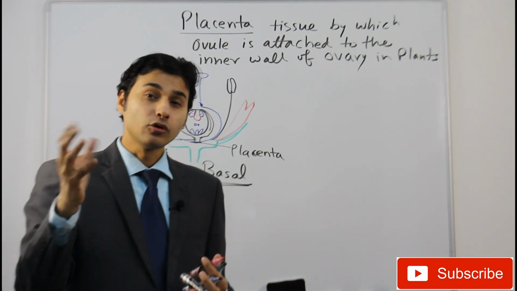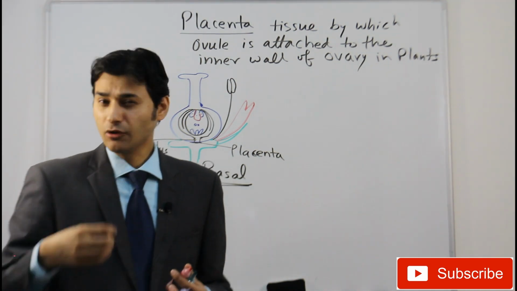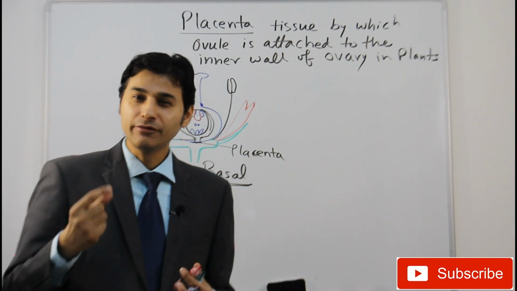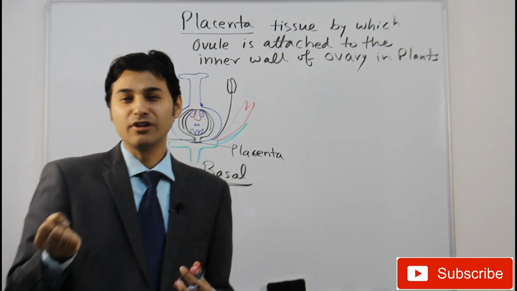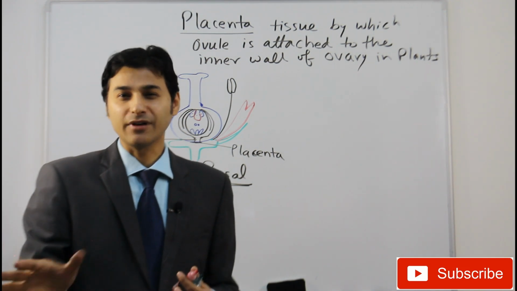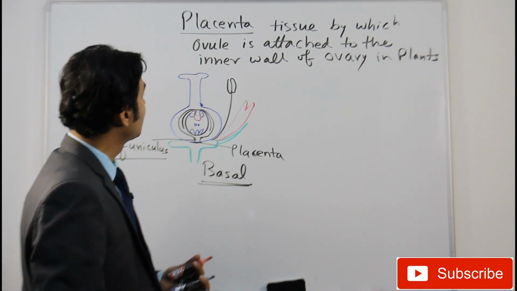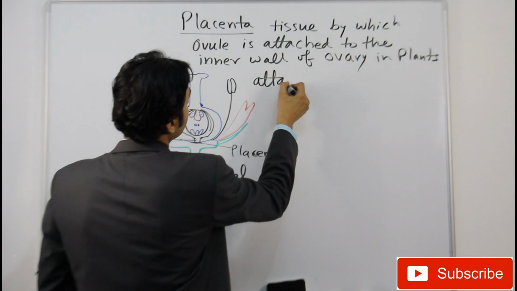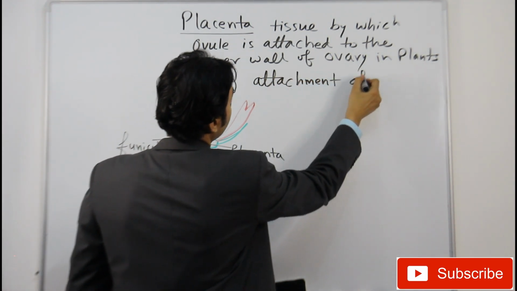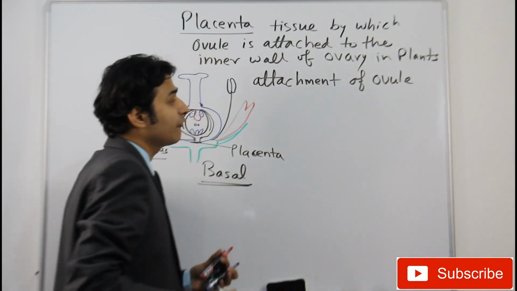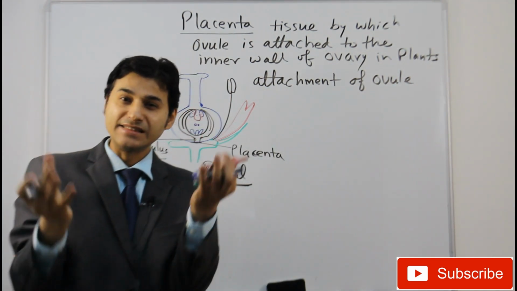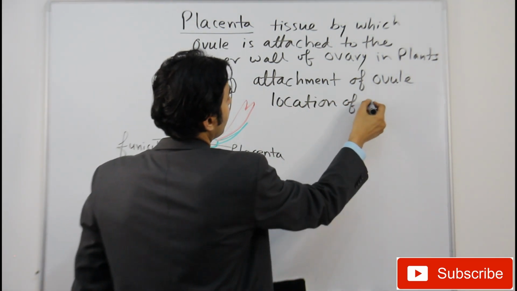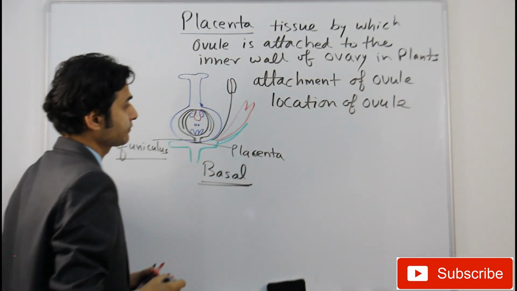Now how you can remember those placentation types in a very easy way, as I said before also, in this channel I'm going to provide you with a very easy to remember way so that you will never ever forget in your life. Never ever, believe me. So let us see types. Placentation is the attachment of the ovule. You can also say it is the location of the ovule in the ovary.